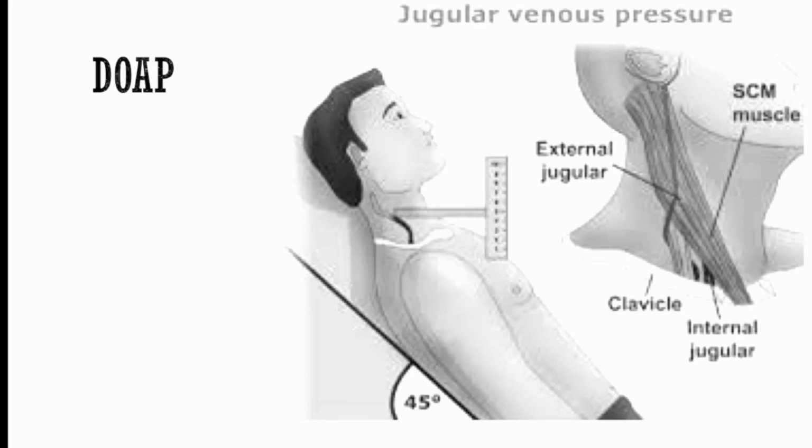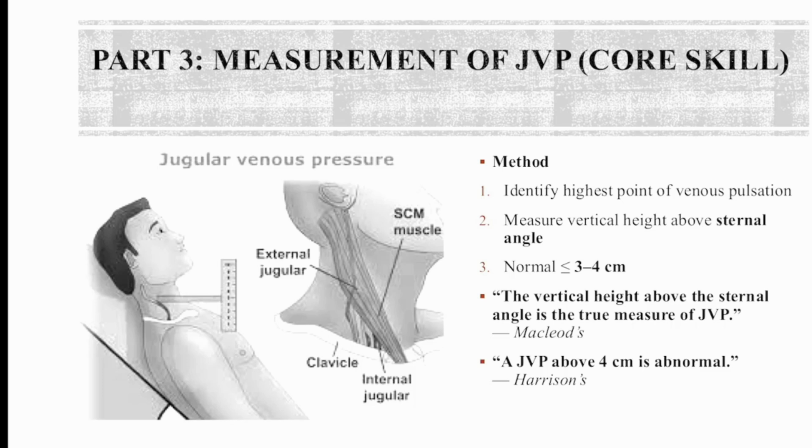As mentioned, two scales should be taken. You identify the highest point. One scale is kept horizontally and the other scale from the sternal angle is kept vertically, and this height is the one which you measure. Hope it is clear. So measurement of JVP is the core clinical skill that you should have.